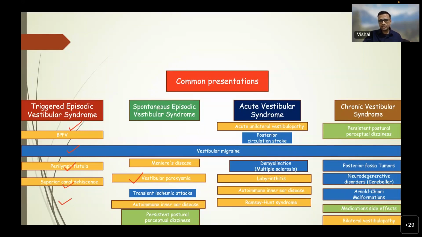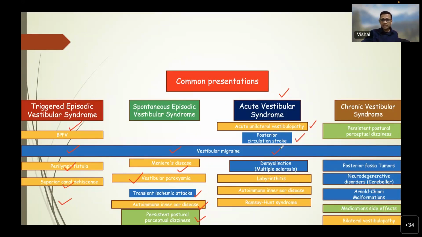Then for patients with spontaneous episodic vestibular syndrome, there are differential diagnoses. Again, vestibular migraine and Meniere's disease are the two most common differentials apart from transient ischemic attacks, vestibular paroxysmia, autoimmune inner ear disease, persistent postural perceptual dizziness. Ideally, it presents with a chronic vestibular syndrome, but patients can have fluctuating symptoms. Patients can have short-lasting symptoms in certain situations, and so it is very important to consider this as a differential diagnosis. Then comes the acute vestibular syndrome, where we have to consider a posterior circulation stroke before diagnosing a patient with acute unilateral vestibulopathy or vestibular neuritis.